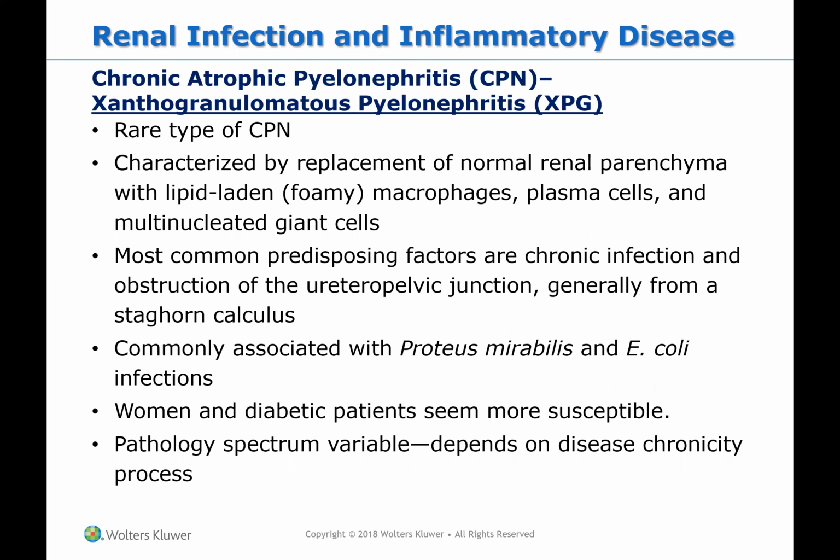I'm just going to say XPG for this. It's a real rare type of chronic atrophic pyelonephritis, and it's characterized by replacement of normal renal parenchyma with lipid-laden foamy macrophages. Most common predisposing factors are chronic infection and obstruction of the ureteropelvic junction, generally from a staghorn calculus. So XPG is associated with staghorn calculus, if you remember from previous studies.